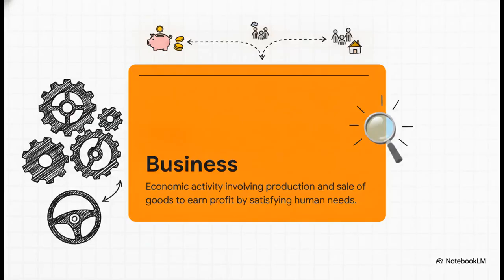So, where does business fit in? Well, it sits squarely on the economic side of that crossroads. But here's the catch. It's not just any economic activity. By definition, a business has a very specific dual pursuit. Yes, it absolutely involves the production and sale of goods to earn a profit. But, and this is absolutely crucial, it has to do so by satisfying human needs in society. You literally cannot have a sustainable business without both. Profit is the engine, sure, but satisfying human needs, that's the steering wheel.